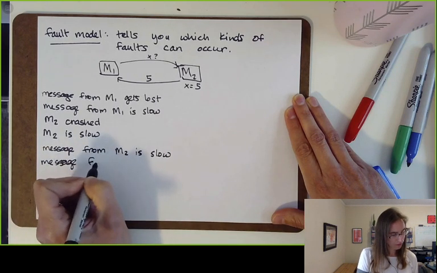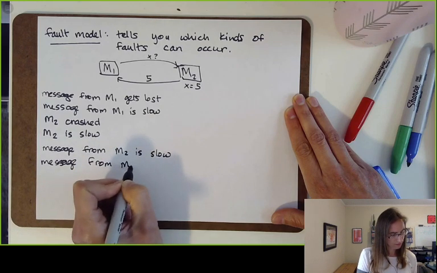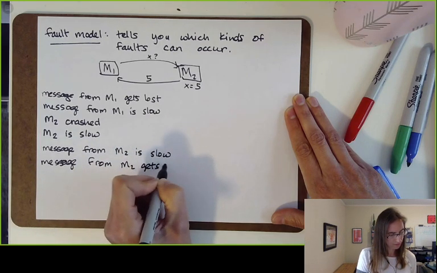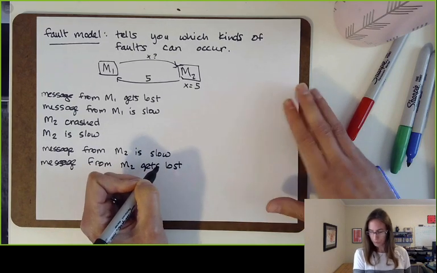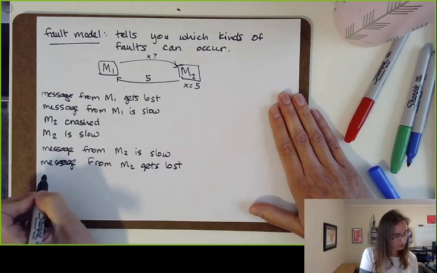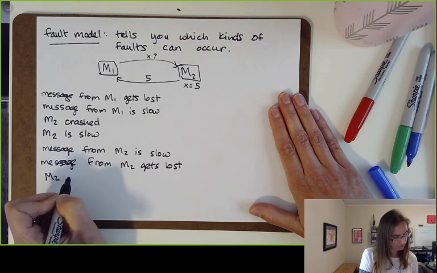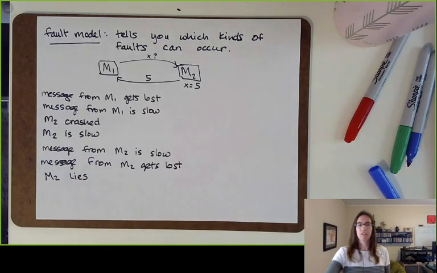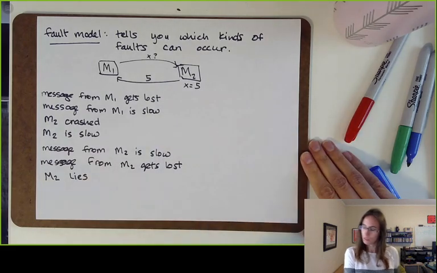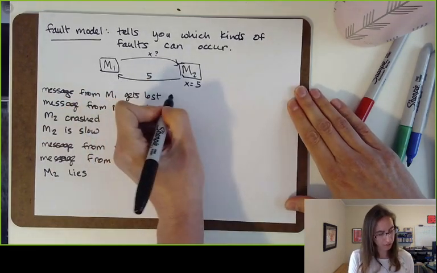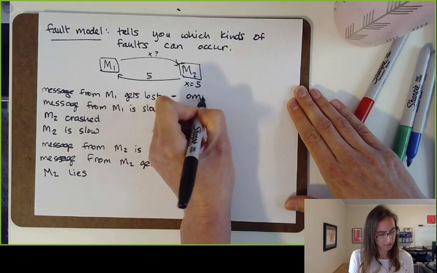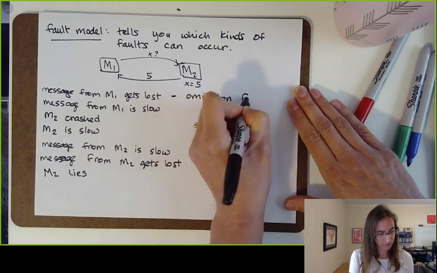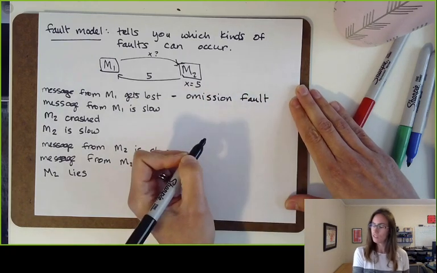Or it could get lost. And then one that we kind of briefly discussed, M2 could lie. So let's try to classify these faults into categories. For this first one, where a message gets lost, we're going to call this an omission fault. So a message getting lost is an omission fault.